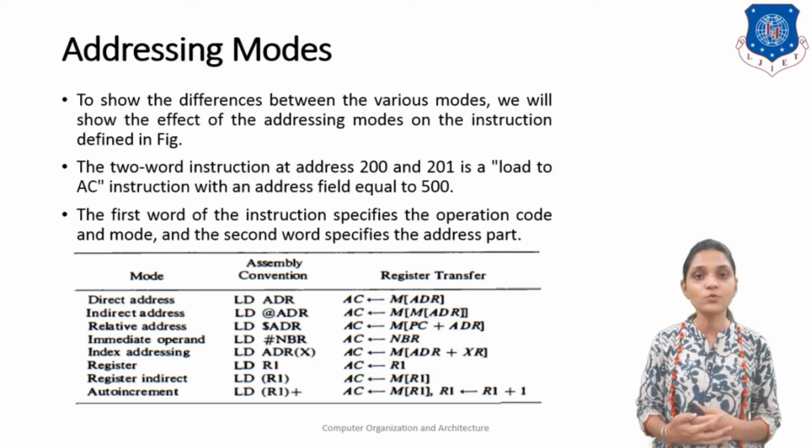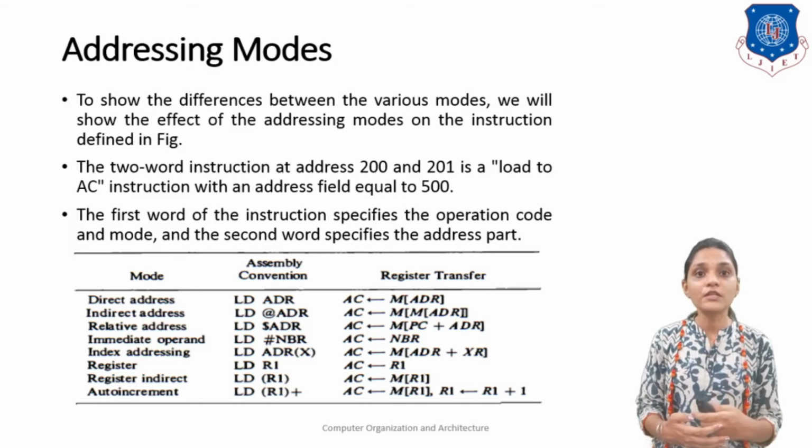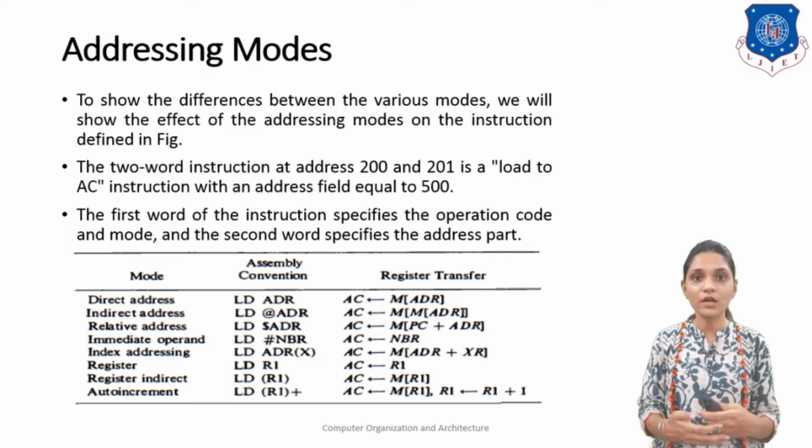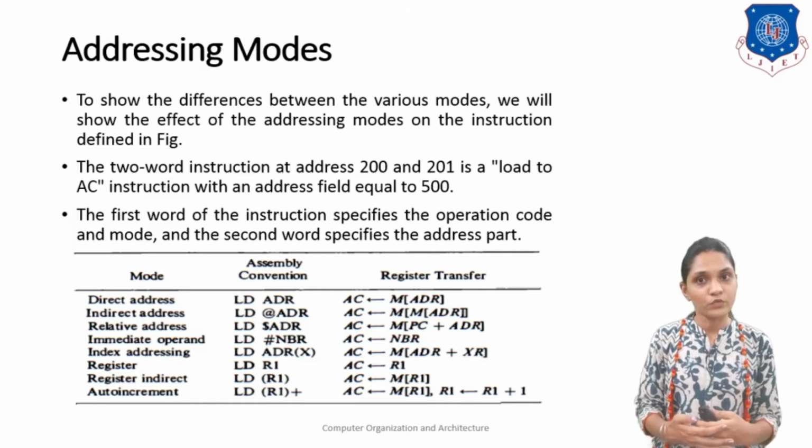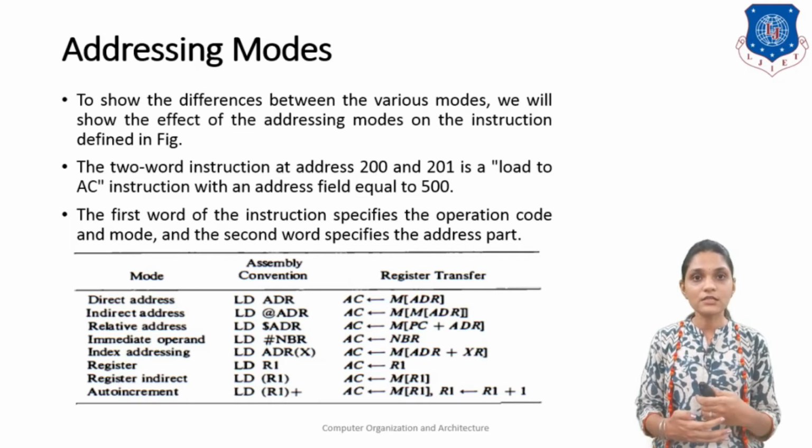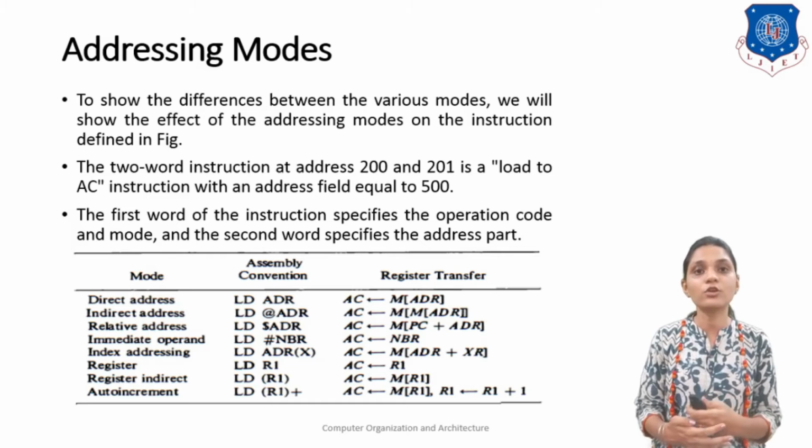Third one is the relative addressing mode. For relative addressing mode, we are going to use the $ sign. For that, your instruction is like LD $ADR. That instruction will store the content of the memory location that is given by program counter plus ADR into the accumulator. In immediate addressing mode, your data, that is 500 which you have stored in the address field, is your immediate data, and that is going to be stored into the accumulator.